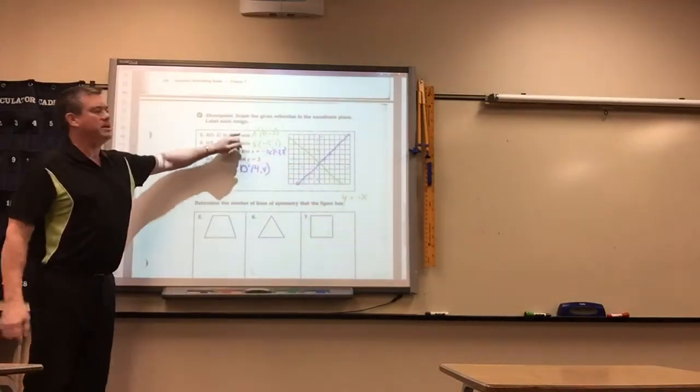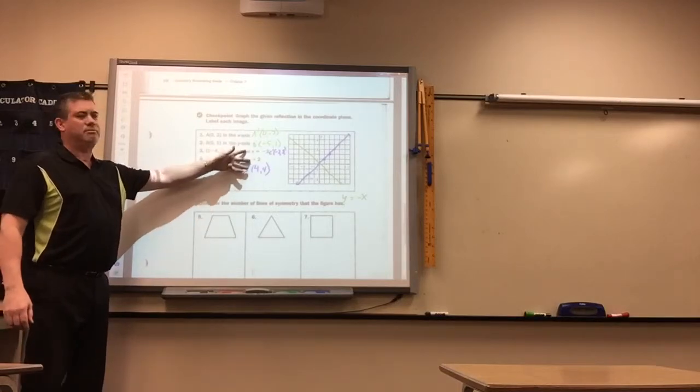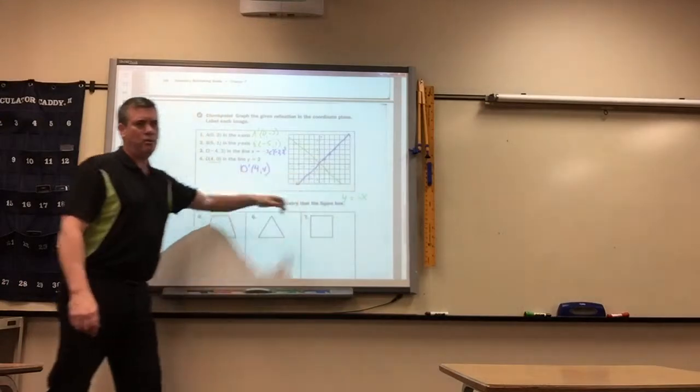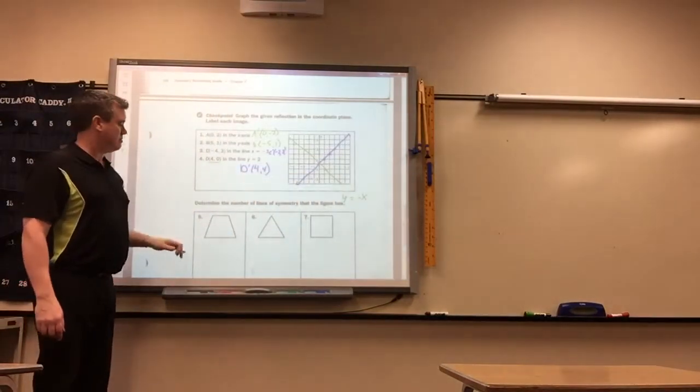Most of the time it's going to be the x-axis, y-axis, and then they give you a horizontal or vertical line like this, but once in a while they'll throw in the y equals x or the y equals negative x.